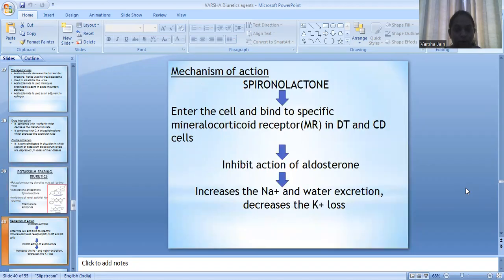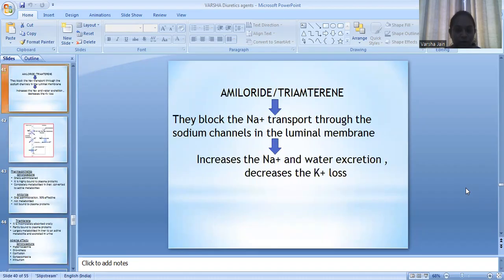Mechanism of action of spironolactone: it enters the cell and binds to specific mineralocorticoid receptors in the DT and CD cells, inhibits the actions of aldosterone, and increases sodium and water excretion and decreases potassium loss. Amiloride and triamterene block sodium transport through the sodium channel in the luminal membrane, increasing sodium and water excretion and decreasing potassium loss.